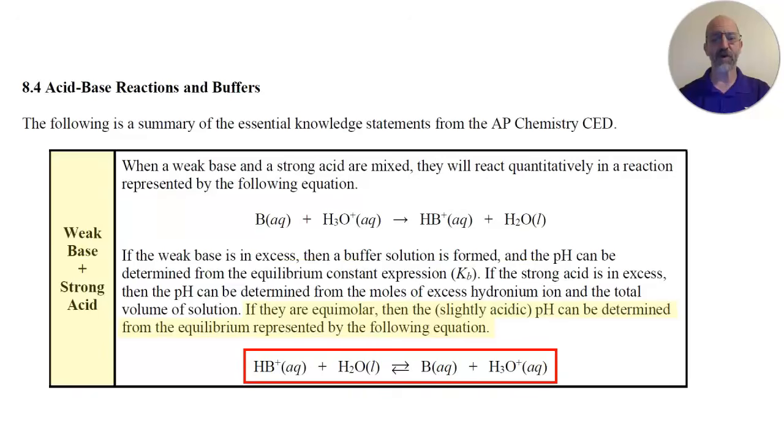From topic 8.4, one of the essential knowledge statements says, if you have a weak base and a strong acid, which is what we have in question 3, and you're at the equivalence point of a titration, in other words, equal number of moles of the weak base and the strong acid, then what you're seeing on this slide would be proof that this solution is slightly acidic. So there's the HB plus, or the conjugate acid of the weak base, reacting with water. And not only does it produce the weak base, which is capital B in this equation, there's a little bit of hydronium ion. And so that's why this solution is slightly acidic.